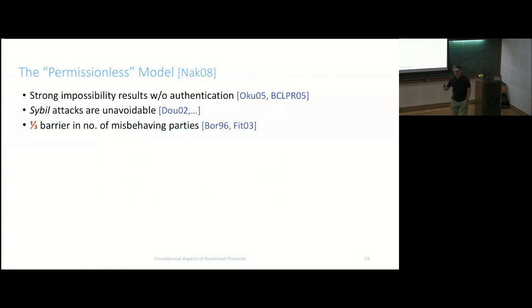It turns out that in the classical literature, people have been looking at related problems. For example, it is known that without authentication, there are strong impossibility results. You cannot do much. Also, without authentication, Sybil attacks are unavoidable.